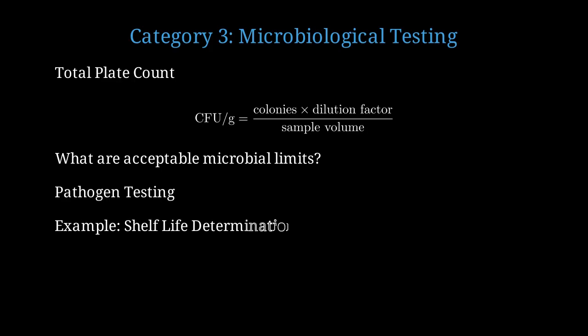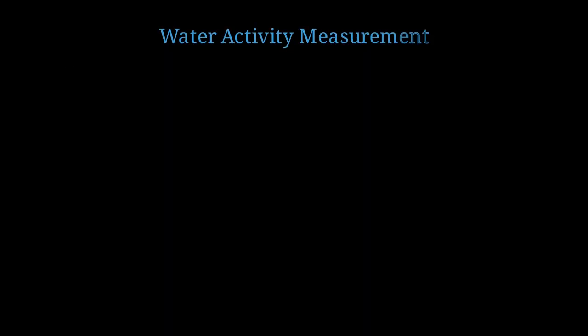To determine shelf life, store samples at different temperatures and test microbial growth over time. When counts exceed limits, you've reached end of shelf life. Water activity predicts microbial growth potential better than moisture content. It measures available water for reactions and microbial growth. Water activity, A sub W, equals vapor pressure of the sample divided by vapor pressure of pure water.